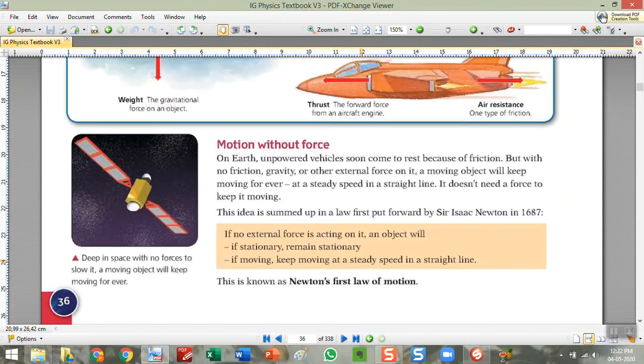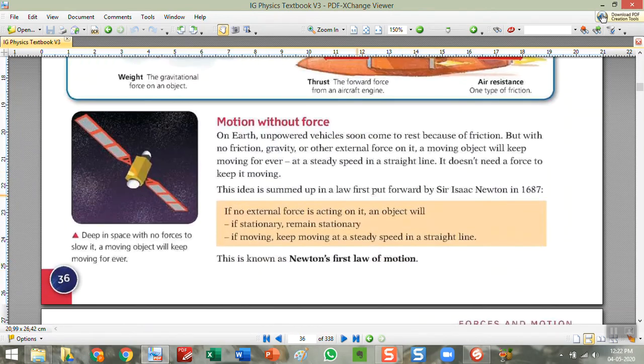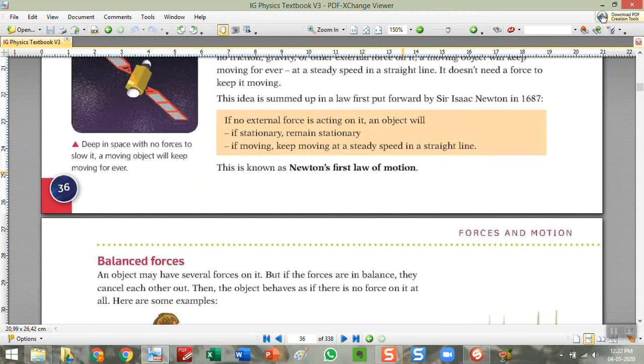Okay, so guys, we can look at motion without force. We have discussed in Newton's first law that if no external forces act on an object, the object will either remain stationary, or if that object is moving already, it will keep on moving at a steady speed. We look at deep space exploration and things like that as examples of that.